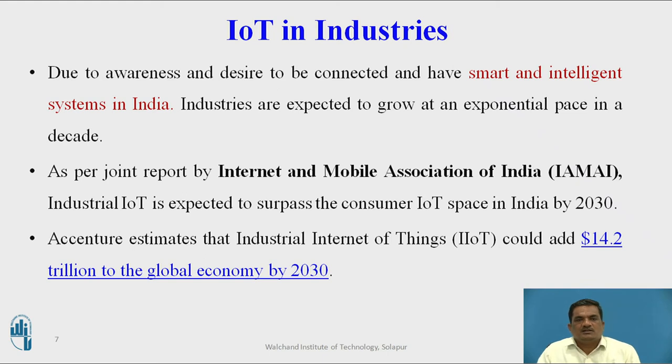Due to awareness and the desire to be connected and have smart and intelligent systems in India, the industries are expected to grow at an exponential pace in a decade. As per a joint report by the Internet and Mobile Association of India, that is IAMAI, industrial IoT is expected to surpass the consumer IoT space in India by 2030. Accenture estimates that the industrial Internet of Things could add $14.2 trillion to the global economy by 2030.